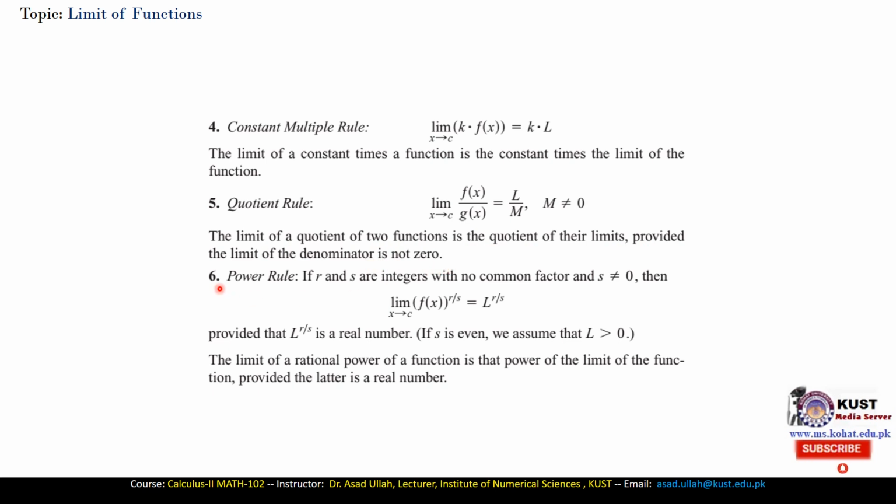In property number 6, which is also called the power rule, here we have a function f of x to the power r divided by s, and we are interested in finding the limit at the point x equal to c, which is equal to L to the power r by s. So this is the limit of the required function, but it must be a real number. If it is not a real number, then this is not the limit of this function f of x to the power r divided by s.